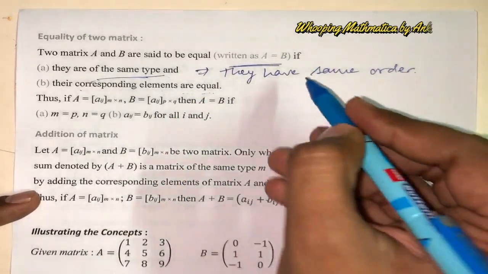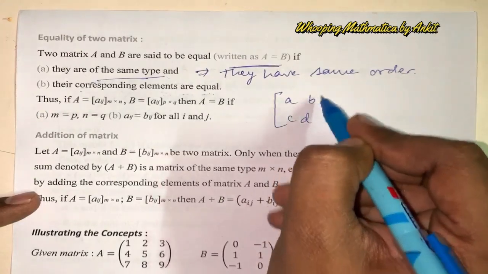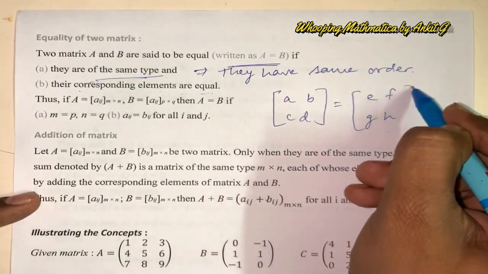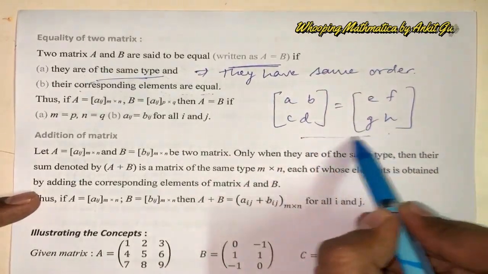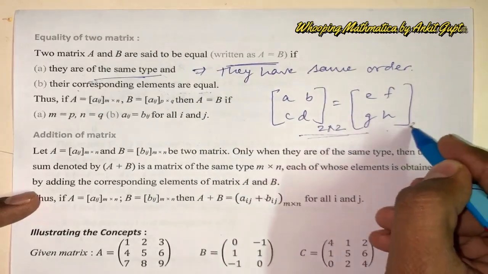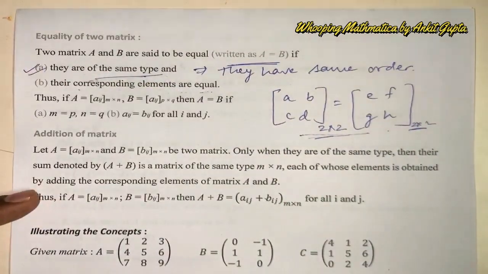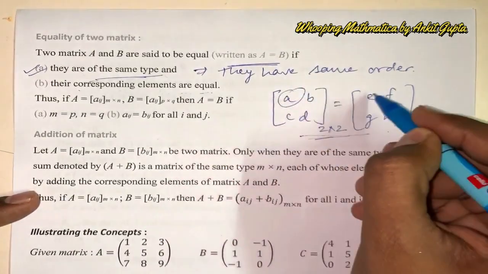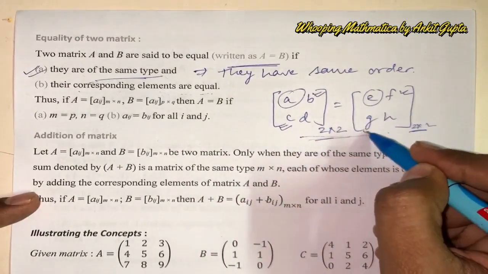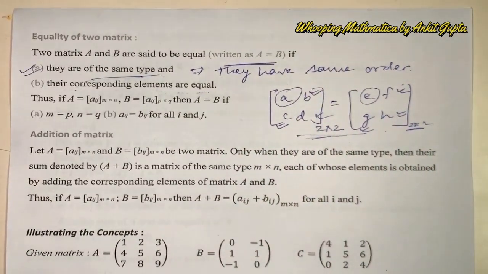So if we want to compare two matrices, say A, B, C, D and E, F, G, H, then they will be equal if they have the same order. Here both matrices are of order 2 by 2, so the first condition is satisfied. Now the second thing: A should be equal to E, B should be equal to F, C should be equal to G and D should be equal to H. Then only we can say that the matrices are equal.